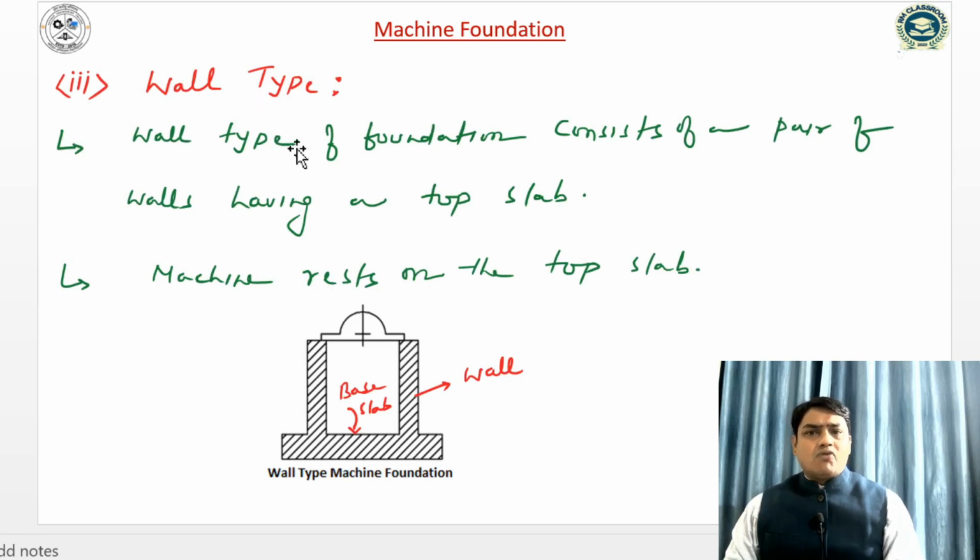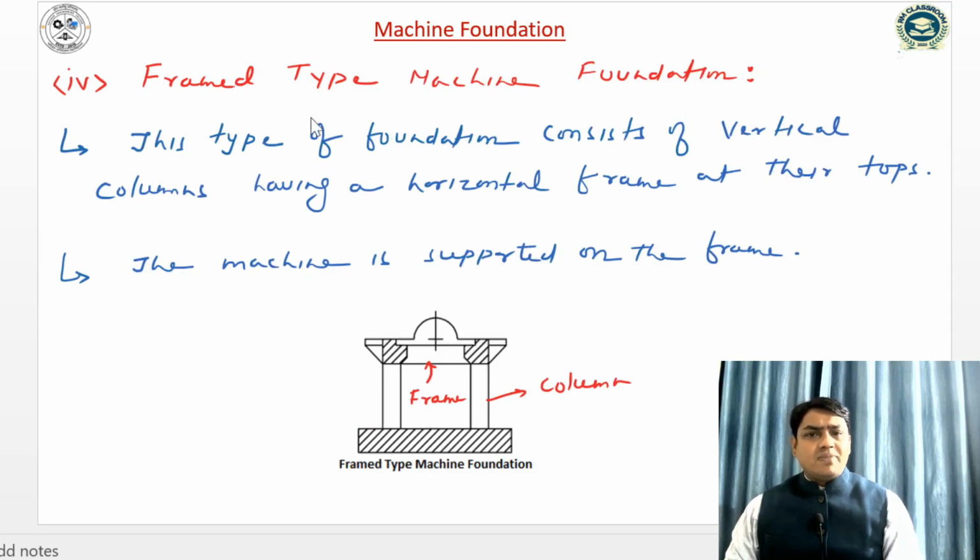The third type of machine foundation is the wall type. The wall type of foundation consists of a pair of walls having a top slab, and the machine rests on the top of the slab. Here we can see that this is the wall and this is the base slab, and this is the machine. So this is the third type of machine foundation.